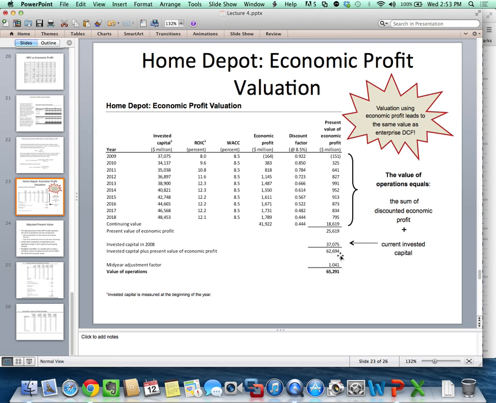So, second thing economic profit tells you is when you're creating the value. Year by year. Am I creating or destroying value? So, for example, in the first year of the valuation, Home Depot is actually destroying value. It's only in the future years that it creates value, and the vast majority of the value at Home Depot is being created out in the continuing value period. And this is true for most companies. Most of the value is in the continuing value period.